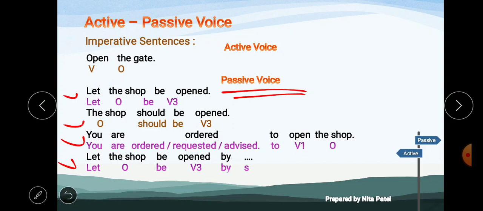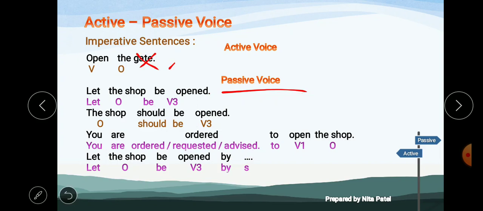4 structures are there. You can use any of it, but wherever you find a let, then you can go with this. Both are the same. If subjects are given, then you have to add just by plus subject. If it is not necessary, then you can go with the first one. Okay, let's see one by one. Now this is our question, that is open the gate. Now we have to transform this active voice into passive voice. Okay, so first thing that is let the shop. Okay, in place of gate I have written shop. Let it be considered as a shop.